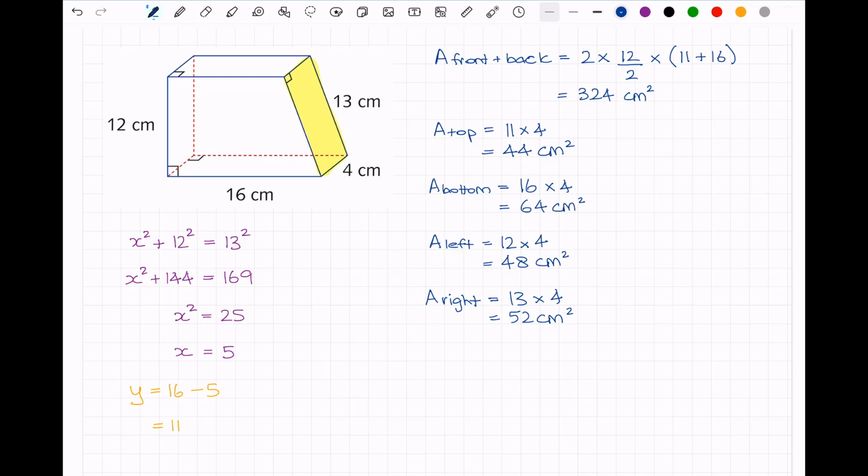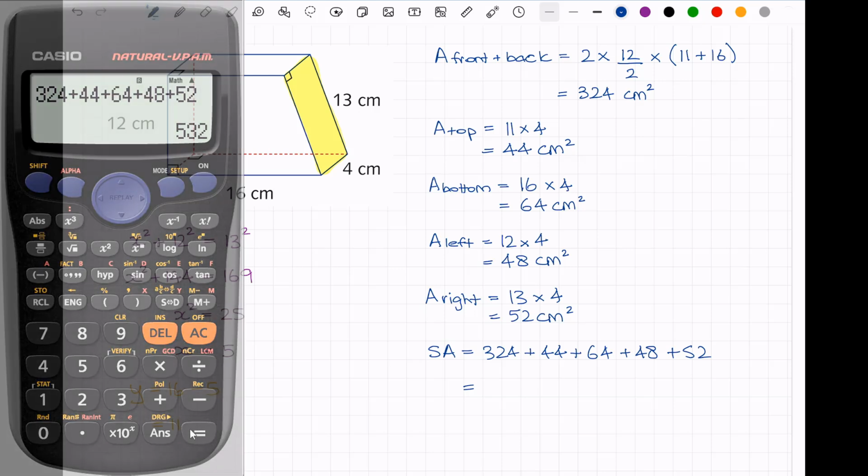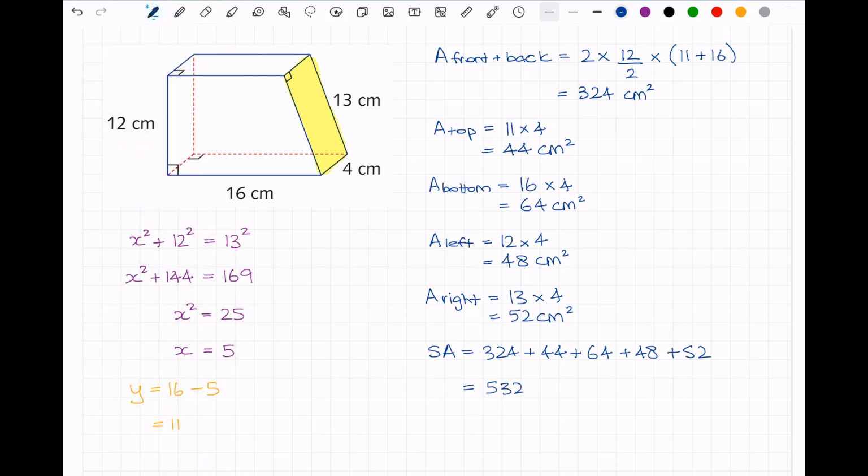So now that we've worked out all the individual components, we can say the total surface area is equal to 324 plus 44 plus 64 plus 48 plus 52. And so let's type all of that into our calculator. 324 plus 44 plus 64 plus 48 plus 52. And the final answer is 532 square centimeters. So there you have it.